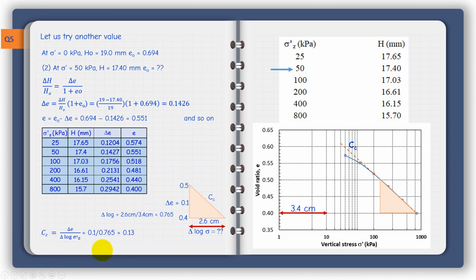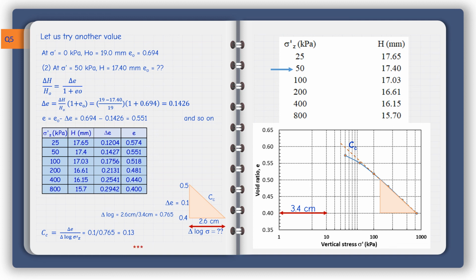I am now in a position to just substitute here. The compression index is this height divided by the base. So the height is delta e, that's 0.1. The base, we just calculated it as 0.765. So the compression index here is 0.13. It is as simple as that.